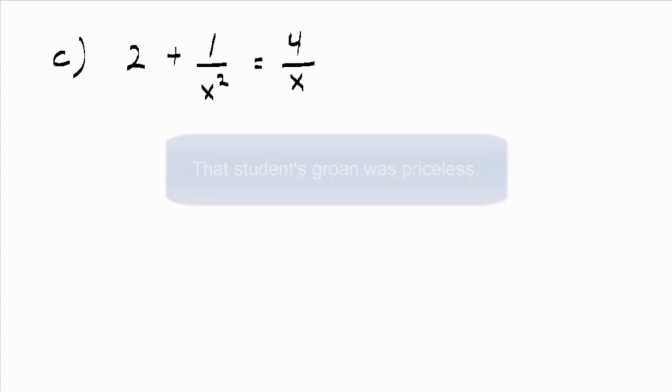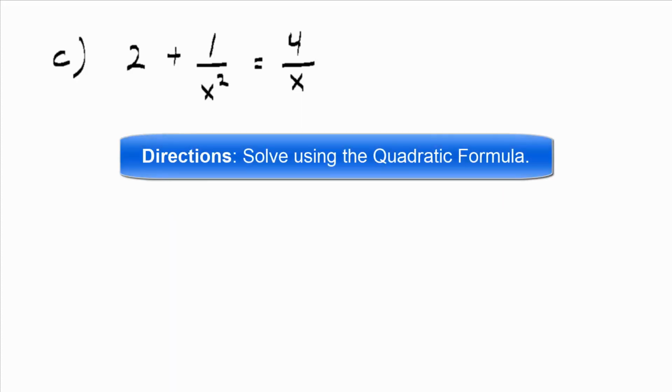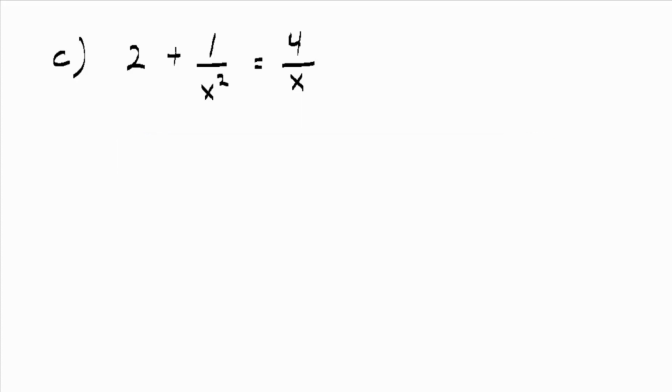In part C, we have something that looks weird: 2 plus 1 over x squared equals 4 over x. Quick quiz question. What can x not be? 0. Yeah. So if you got an answer of 0 when you solve this, you'd throw it out. All right, so this is what we call a rational equation. This is a throwback to the good old days of chapter 6, I think it was.